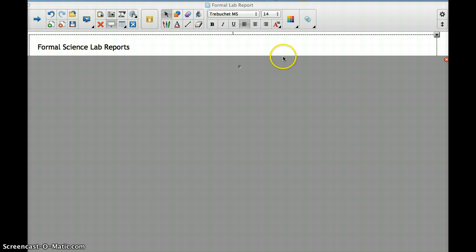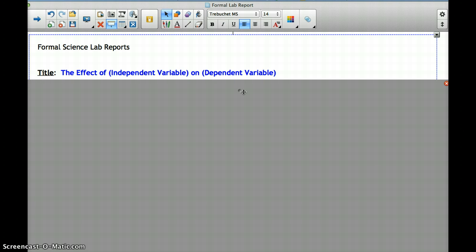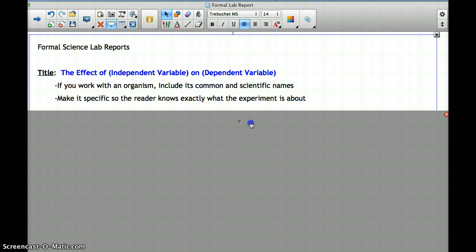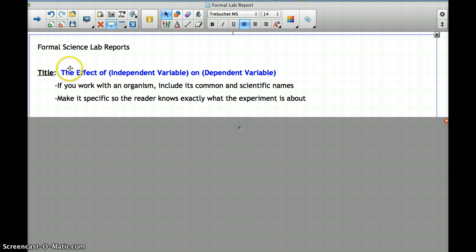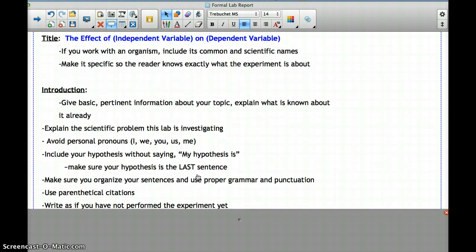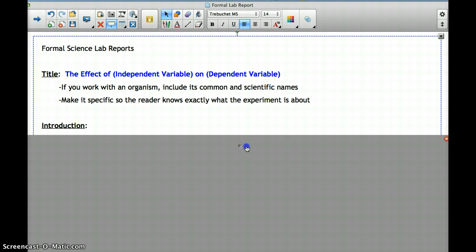So to start off, you see we have the formal science lab report. Okay, so the title, always, for any science lab report you're going to do this year, will be the effect of insert the independent variable on insert the dependent variable. Keep in mind, if you work with an organism, you need to include its common and scientific name, which Miss Mack or myself will let you know. The reason we like this particular title is because it allows us to know exactly what the experiment is about.